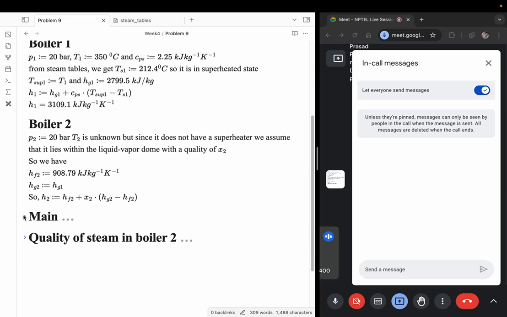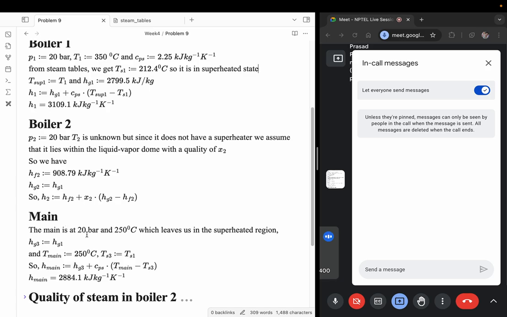Inside the main, we know the final temperature is 250 Celsius and the pressure is 20 bar. As we've seen before, the saturated temperature at 20 bar is 212. So this 250 is greater than that, which means again you are in the superheated region. So your enthalpy is going to be the enthalpy of the vapor state plus Cp times delta T. Delta T here is from the saturated temperature to the main temperature, which is 250 Celsius. So this is the H main.